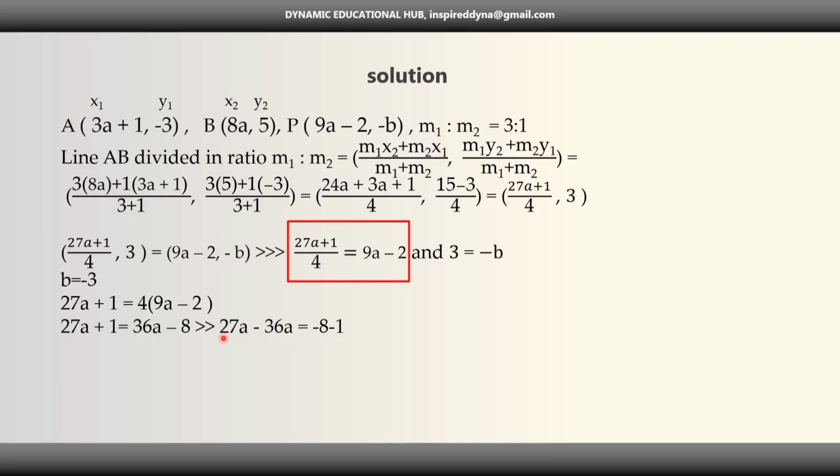Now 27a minus 36a, what are you going to have? You have minus 9a, and minus 8 minus 1, you have minus 9. So you have minus 9a is equals to minus 9. Divide both sides by minus 9. You have a is equals to minus 9 divided by minus 9, and that is 1. So we have solved the value of a, which is 1, and b is equals to minus 3.